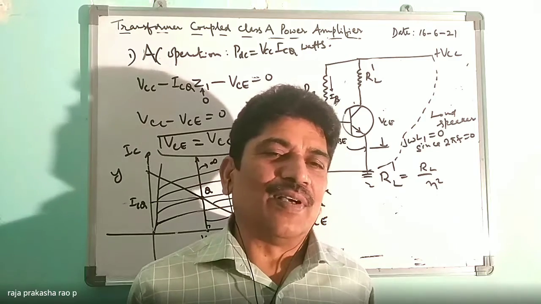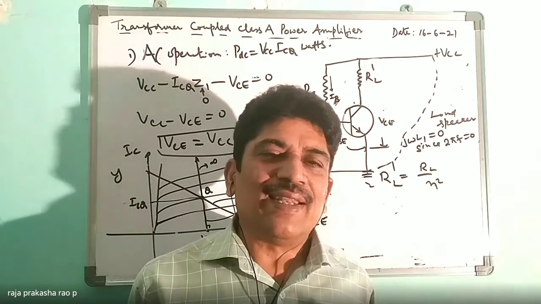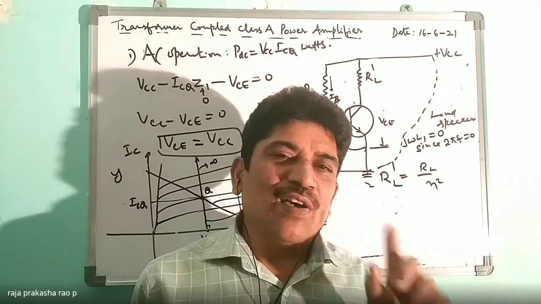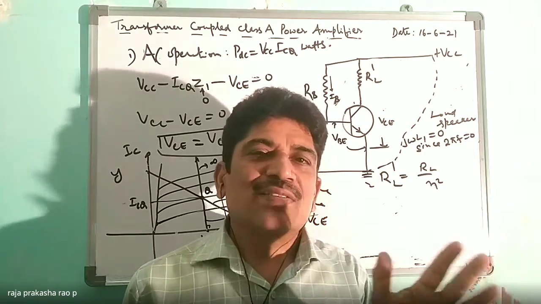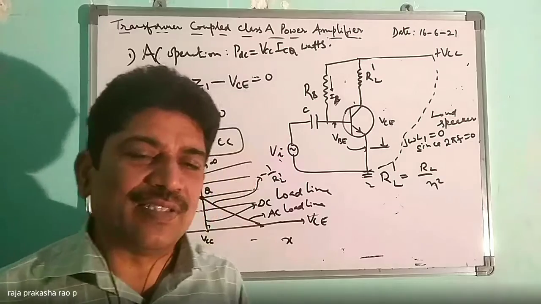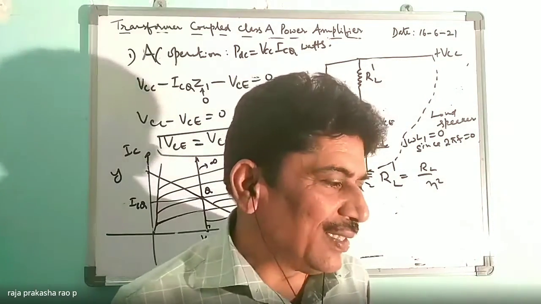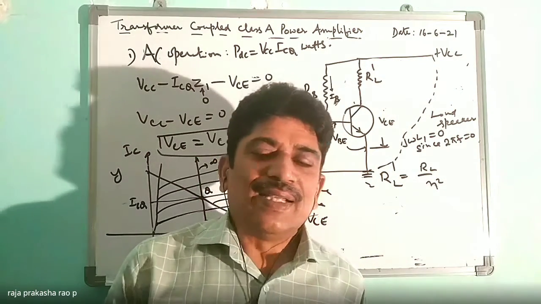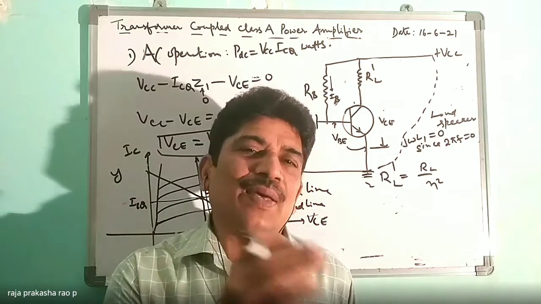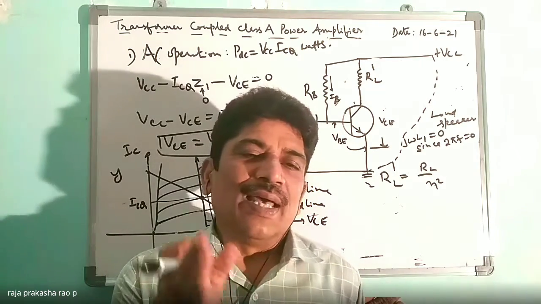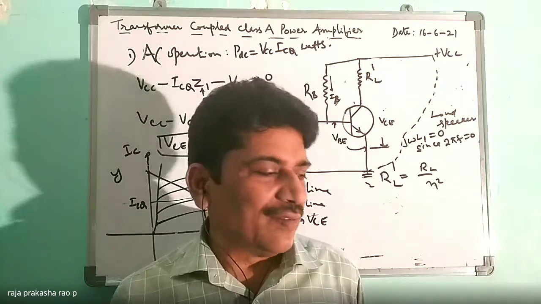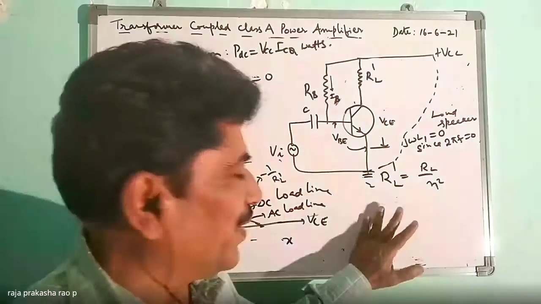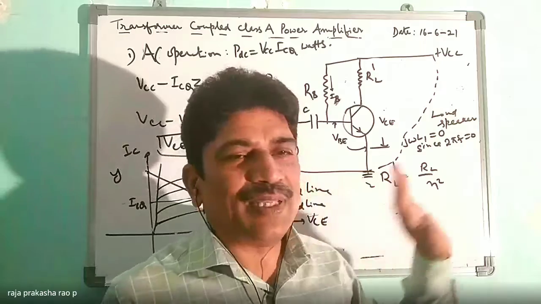We used a transformer. In DC operation, the primary will act as a short circuit. Why? Because the frequency is 0. So in the AC analysis, we have to find the reflection of RL on the primary. The primary will be removed and replaced by RL dash, which is equal to RL by N square. So simple. Now we will find the equation in the output circuit. Can anyone tell me the equation?